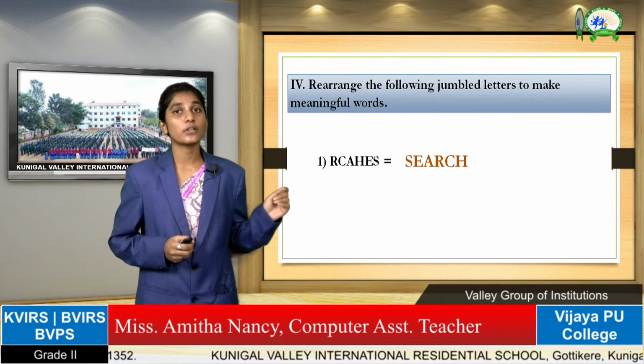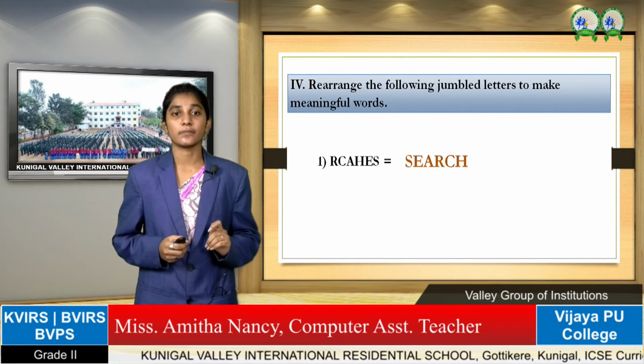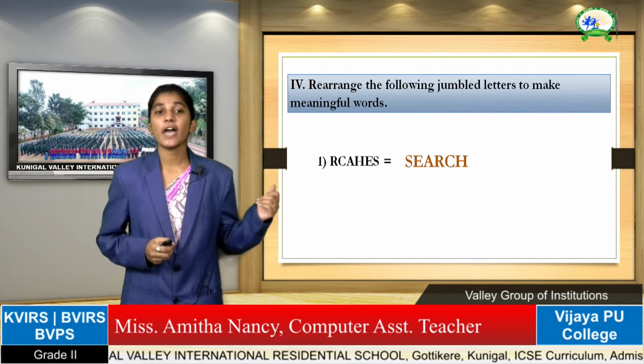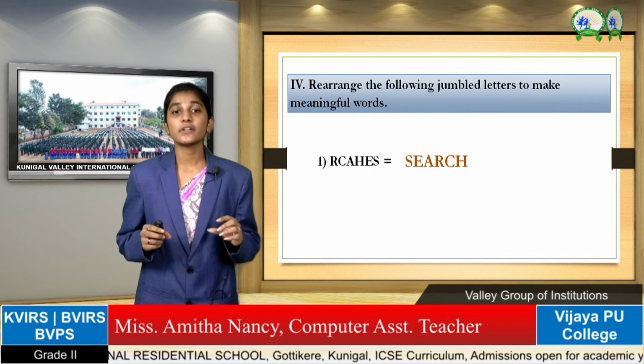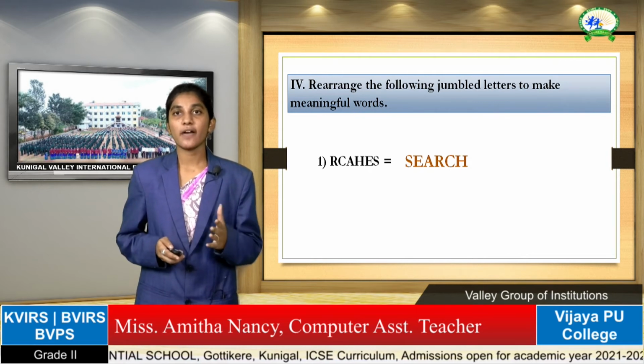Search. See whether all the spellings are included there. Yes, we have included R, we have included CAHES. So that makes a word search. So in the fourth main, you will be having like this.